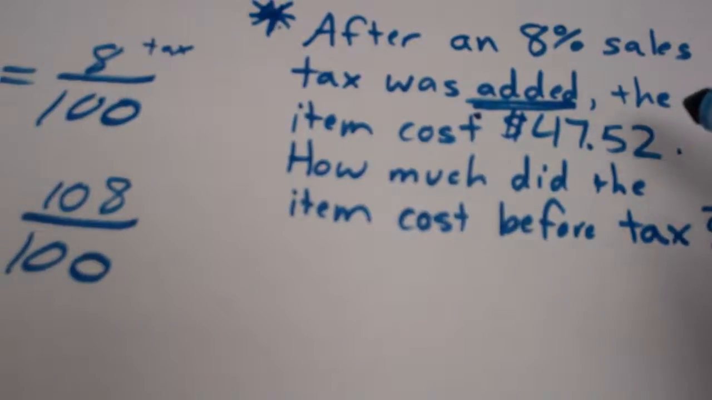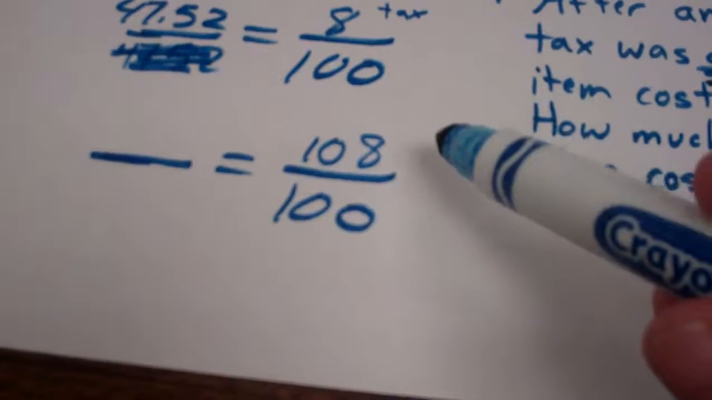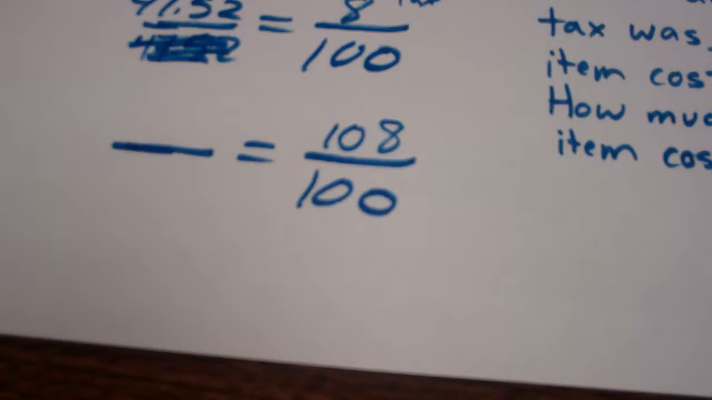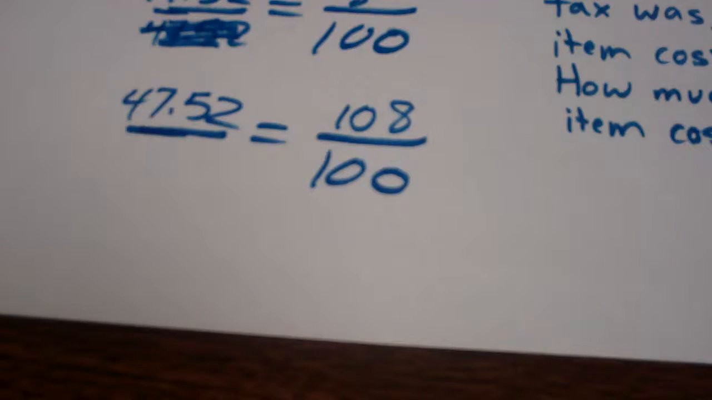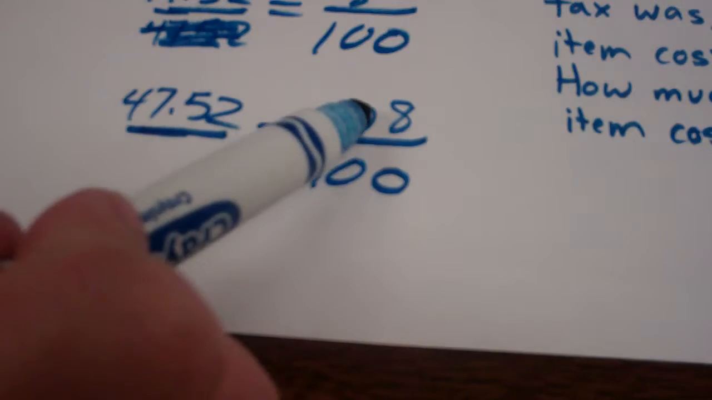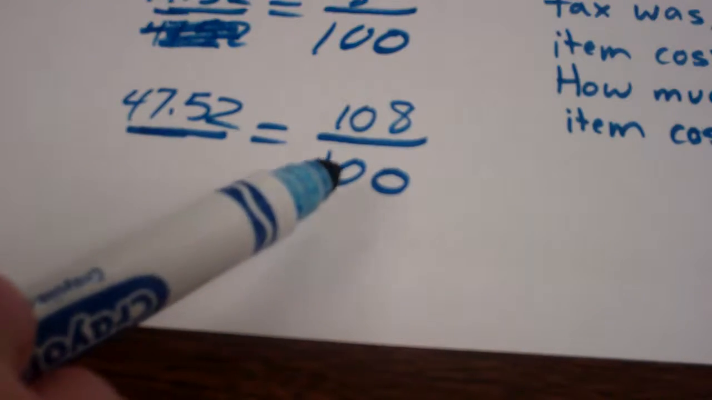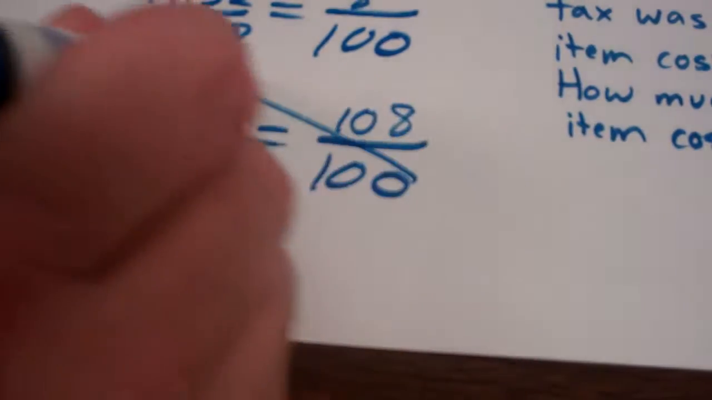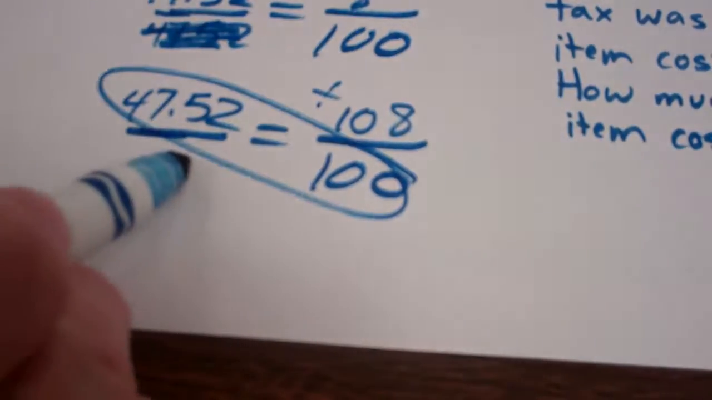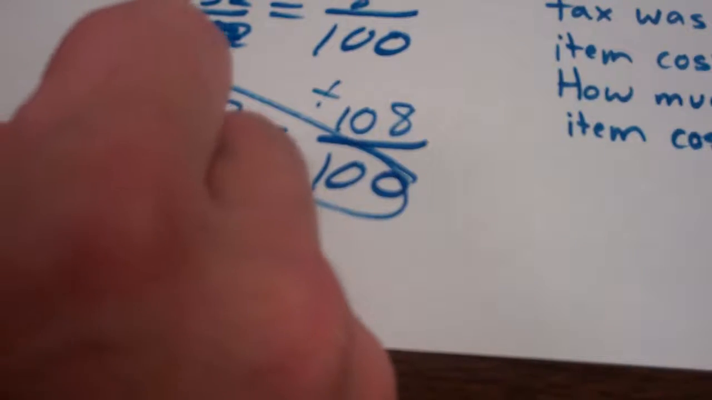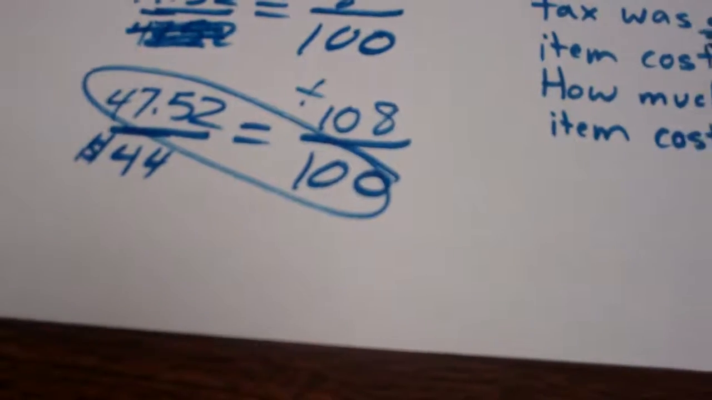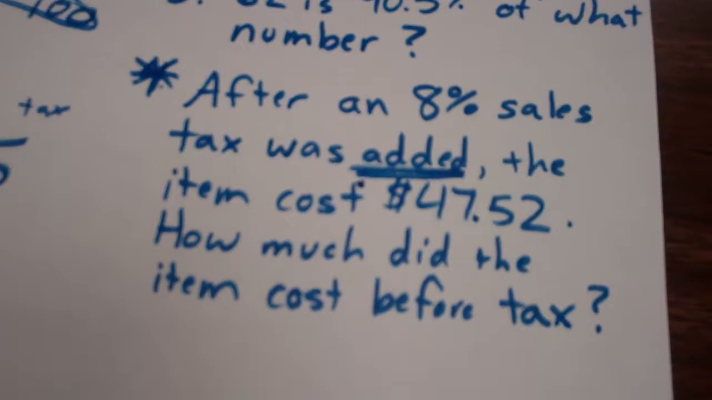Notice the word added. They added 8% onto the 100%, now we're at 108%, and that final price, 108%, was $47.52. Seems like the whole, but it's actually the part, even though the part is larger than the whole. So when we multiply and divide, we'll be finding out what the original price was, the 100% price. And you do that and you get 44. This was a $44 item before they added 8% sales tax.